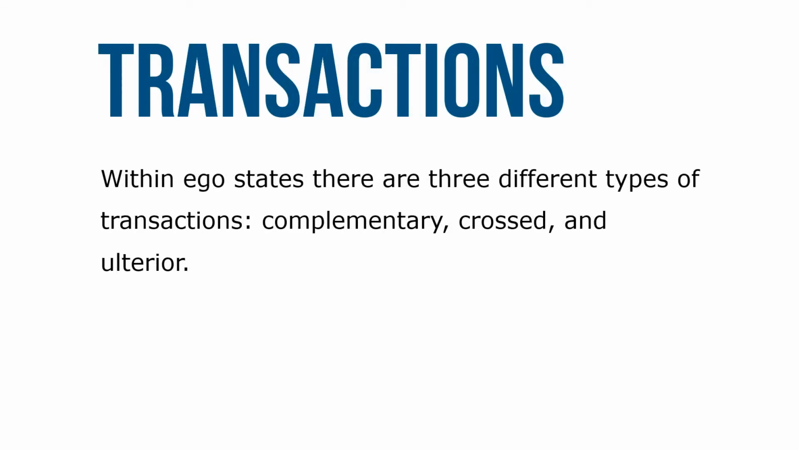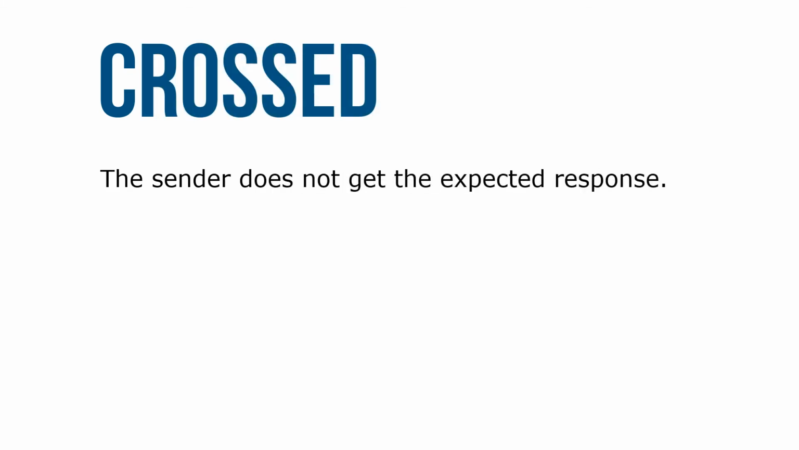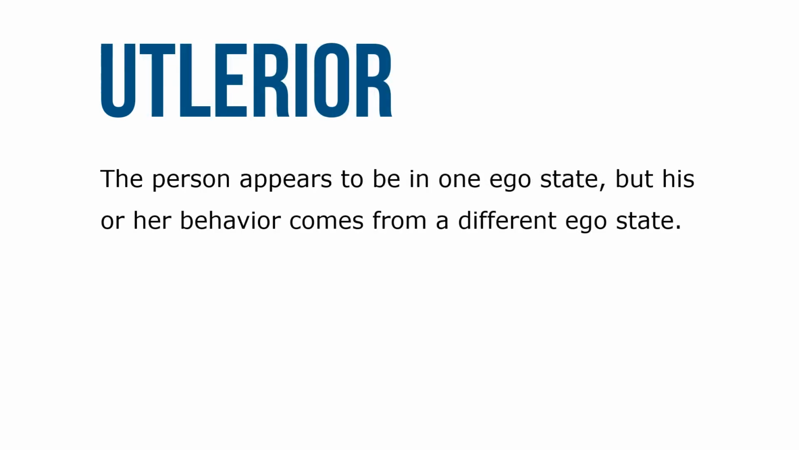Within ego states, there are three different types of transactions: complementary, crossed, and ulterior. Complementary: the sender of the message gets the intended response from the receiver. Crossed: the sender does not get the expected response. And ulterior: the person appears to be in one ego state, but his or her behavior comes from a different ego state.